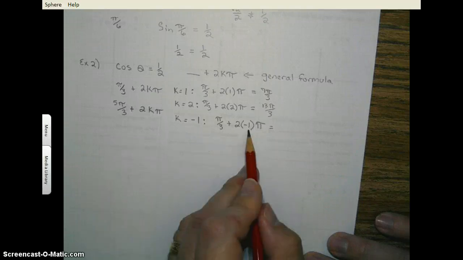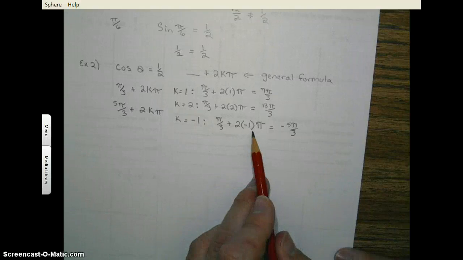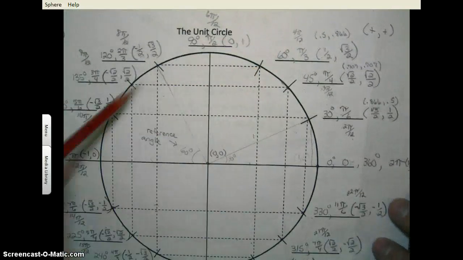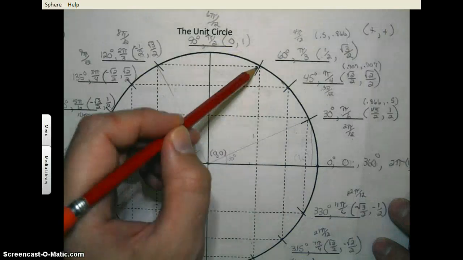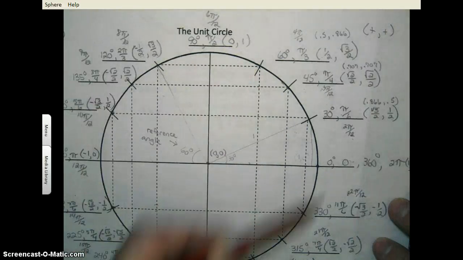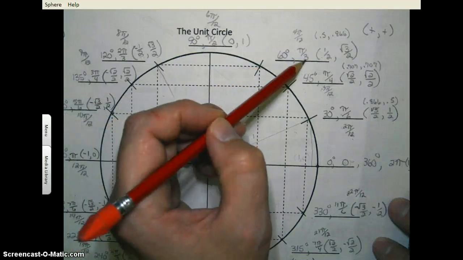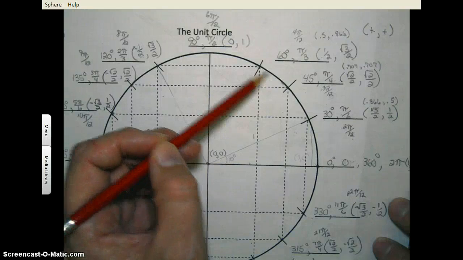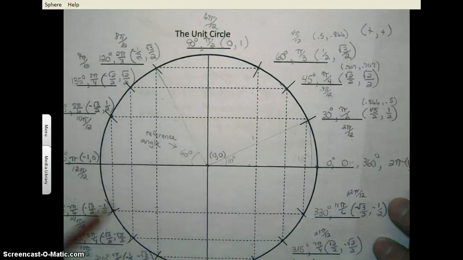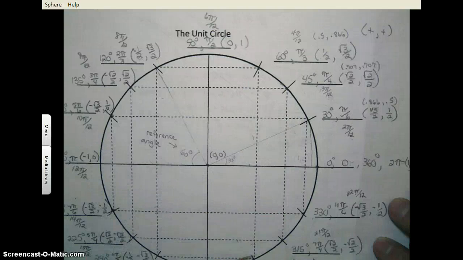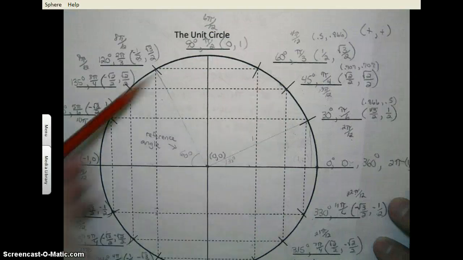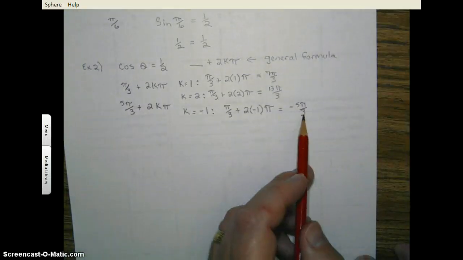So if we plug -1 in, now just so you can see, we've been going counterclockwise 1 time around the circle, 2 times around the circle. So each time we go around the circle, we've been adding 2 pi to this. Well, now if we want to go this way around the circle, remember going this way is a negative direction, so it's going to be -1 time around the circle, and we end up at -5 pi over 3.